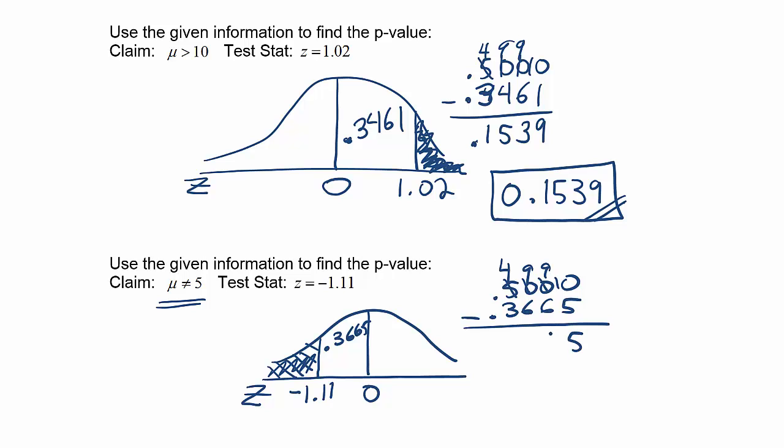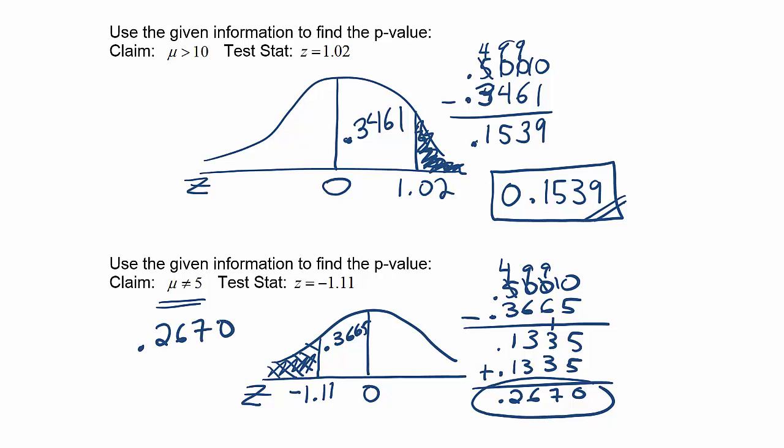So I have 5 and then 3, 3, 1. So 13.35%, but then we have to actually do what? Multiply that by 2, or you could just add it to itself, right? So 26.70%, or 0.2670 as a decimal. So this is your p-value in this example.